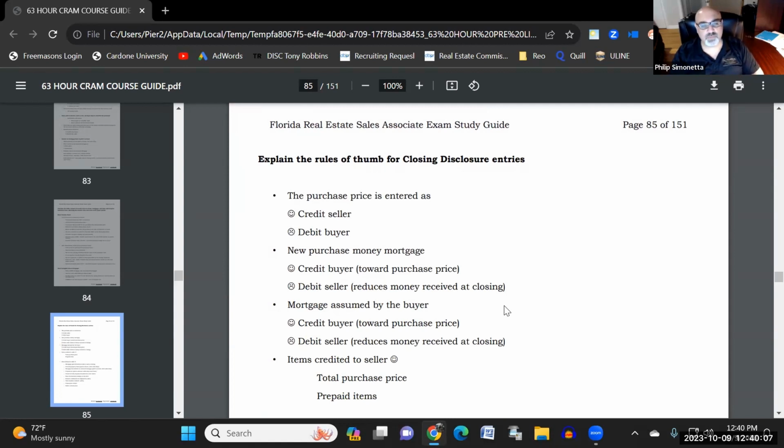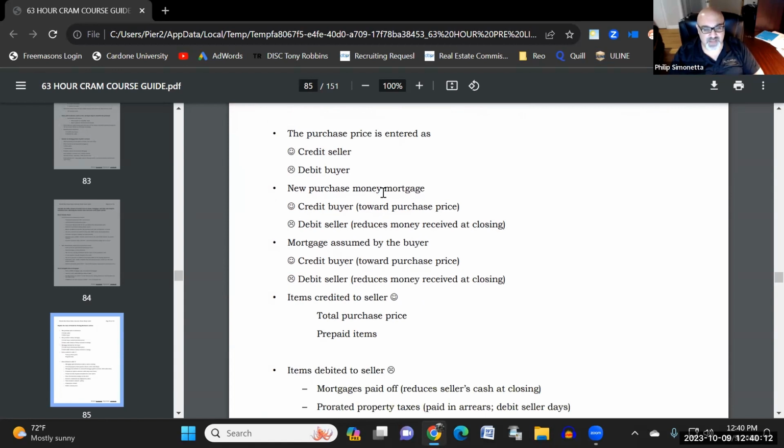Now, we need to explain the rules of thumb for closing disclosure entries. Okay. The purchase price is entered as a credit to the seller, debit to the buyer. New purchase money mortgage is a credit to the buyer towards the purchase price. Debit to the seller reduces the money received at closing. That's on a new purchase money mortgage, when the seller is holding the mortgage, right? Now, if the mortgage is assumed by the buyer, the credit goes to the buyer, debit goes to the seller because it's reducing their money again. Okay? If it's a normal mortgage and the seller's not holding it, it's just a credit to the buyer. There's nothing to the seller, okay?